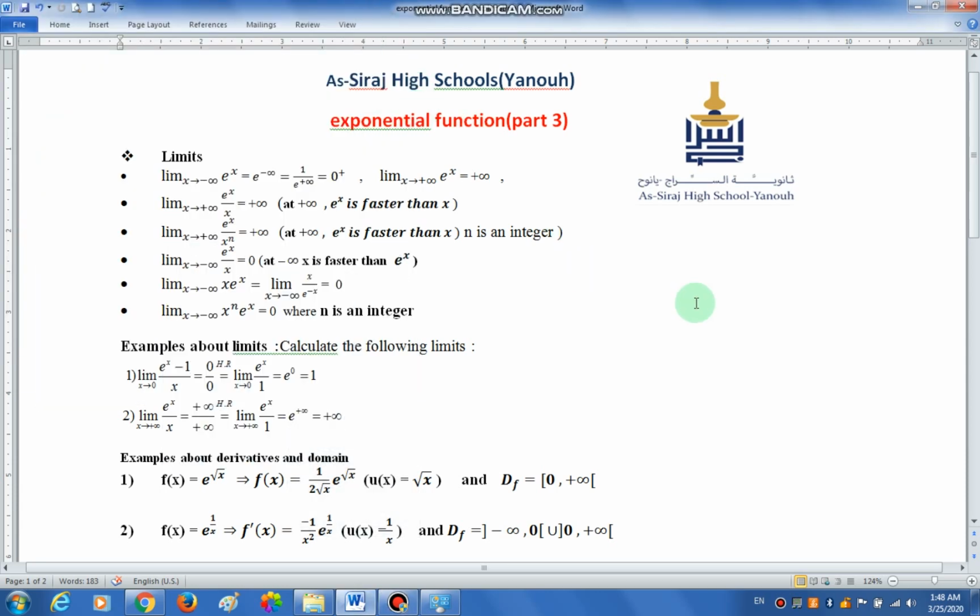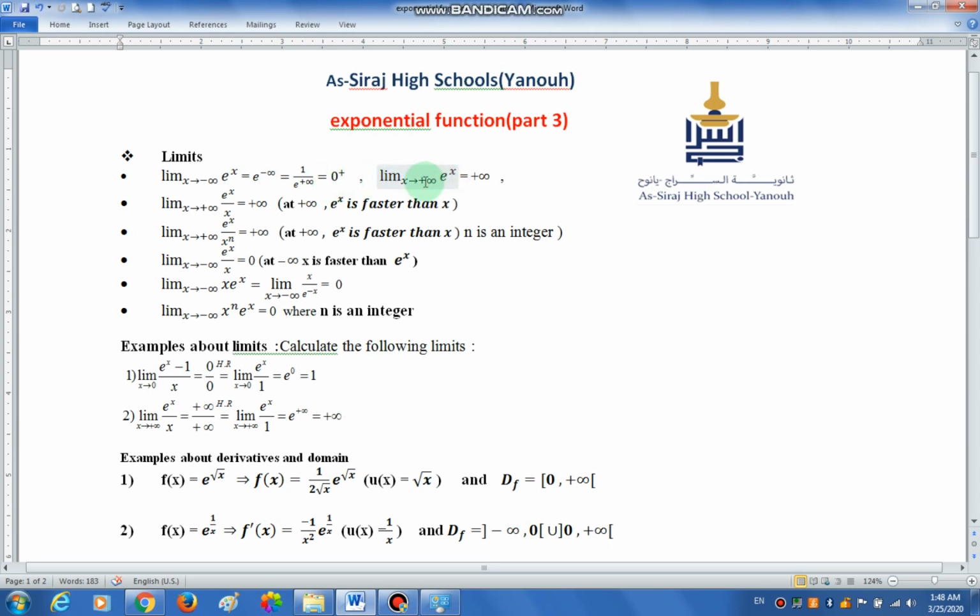Hello everybody. Today we are going to continue our chapter about exponential function, the third part. Let's start with limits. The limit of e^x as x tends to minus infinity is equal to e power minus infinity. Just substitute x by minus infinity. I may take e power minus infinity down. It will be 1 over e power plus infinity. E power plus infinity is plus infinity, so it is 1 over plus infinity, it is 0 plus.